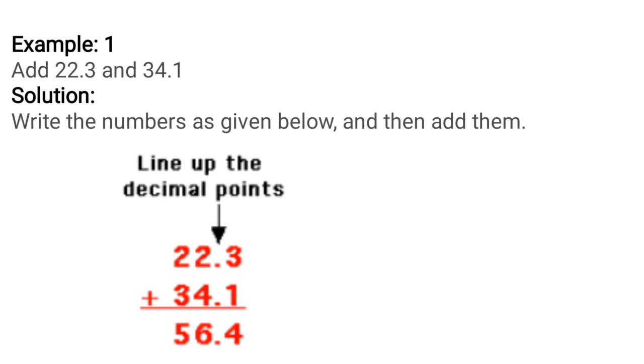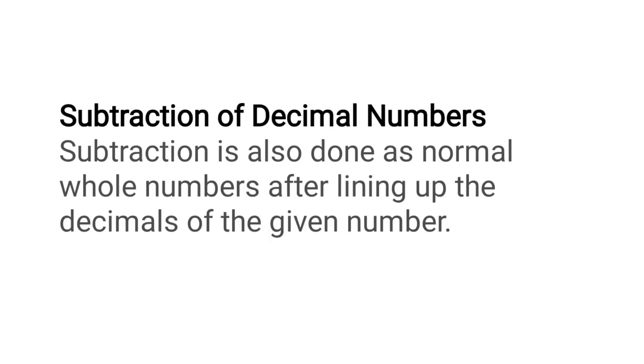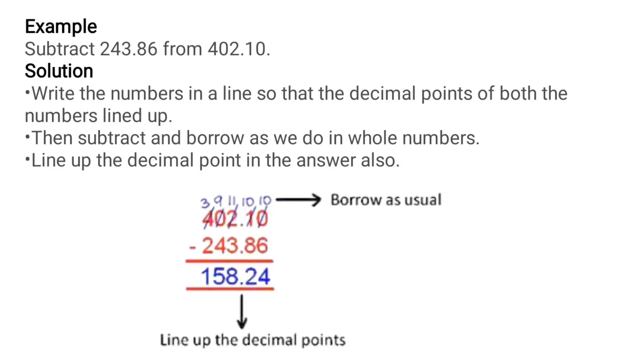Similarly, let us learn about subtraction of decimal numbers. Subtraction is also done as normal whole numbers after lining up the decimals of the given numbers. Here, let us learn with the help of an example how to subtract one decimal number from another. Well, this is the normal subtraction that we have learned in earlier classes.